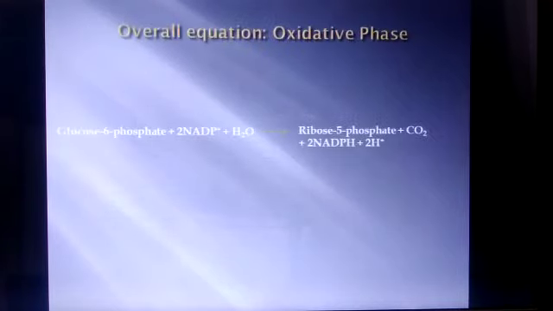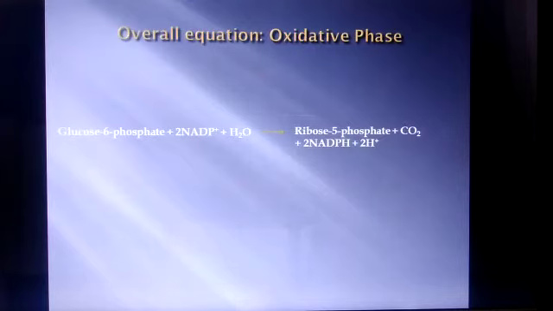Now, under some metabolic circumstances, the pentose phosphate pathway ends at this point, and its overall equation may be written as follows: glucose 6-phosphate plus 2 NADP+ plus H2O gives ribose 5-phosphate plus 2 NADPH plus carbon dioxide plus 2 hydrogen ions. So the net result is the production of NADPH for reductive biosynthetic reactions in the cytosol, and the production of ribose 5-phosphate as a precursor of nucleotide synthesis.